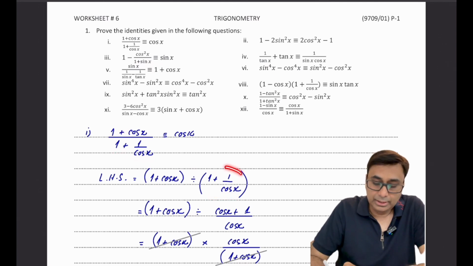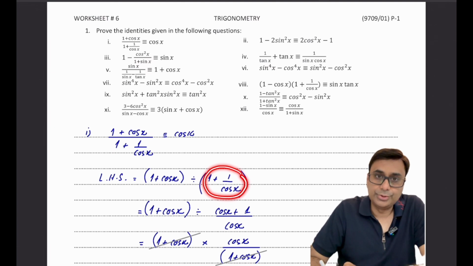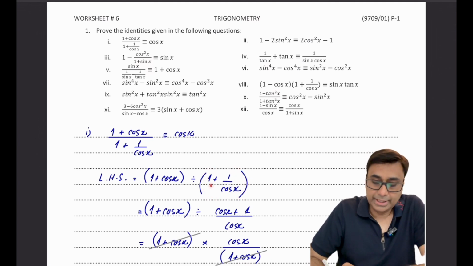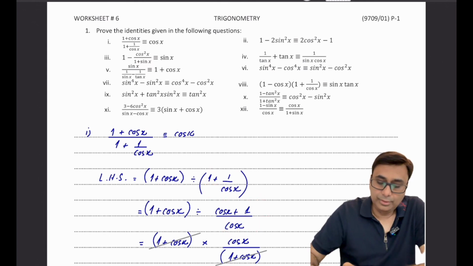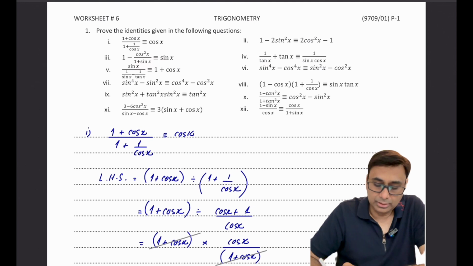Generally, whenever you're trying to prove a certain identity and you see that there's a possibility of simplifying it by taking the LCM, please go for that. So in this case, I know that the denominator of 1 is 1, so I take the algebraic simplification of it, the LCM is cos x, and the numerator simplifies as cos x plus 1. If you find this slightly difficult, then you can just multiply cos x by 1 and then add 1 over cos x.